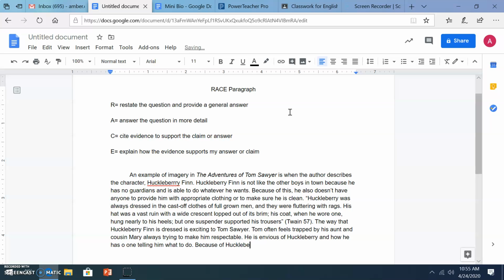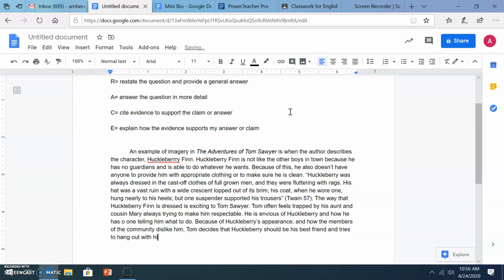Because of Huckleberry's appearance and how the members of the community dislike him, Tom decides that Huckleberry should be his best friend and tries to hang out with him as much as he can.